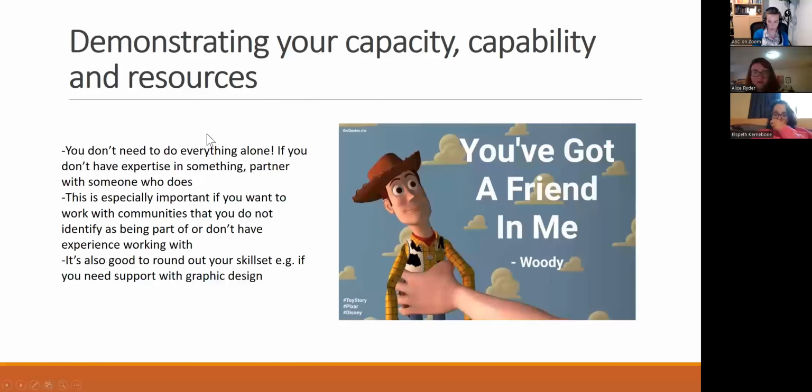The other thing that's really important with capability and capacity is you don't have to be an island. You don't have to do everything on your own. If you don't have expertise in something, doesn't make you a bad person. It's just that individual humans can't be good at everything and can't have known everything and practiced everything. So find someone who does know about that thing and get them to help you. This is especially important if you want to work with communities who you don't identify as being part of yourself or who you haven't worked with a lot in the past. So while it's great to target an underrepresented audience, if that's not an audience you're familiar with working with, that could be a real challenge and it can have risks.